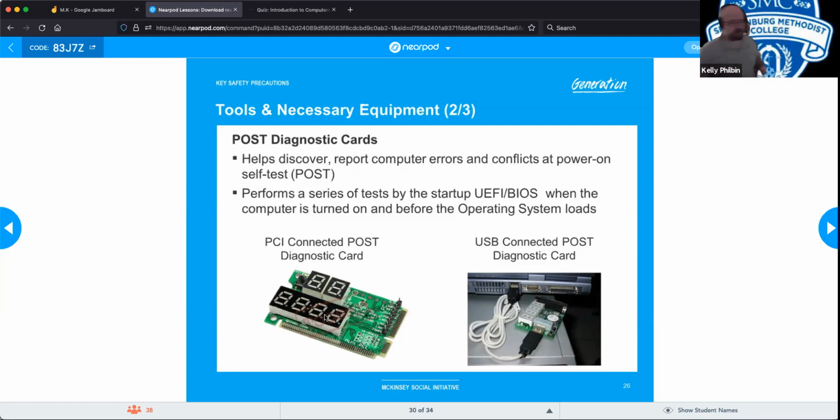So think about what you just did, and a lot of times that will tell you what the problem is if you're getting a POST error.